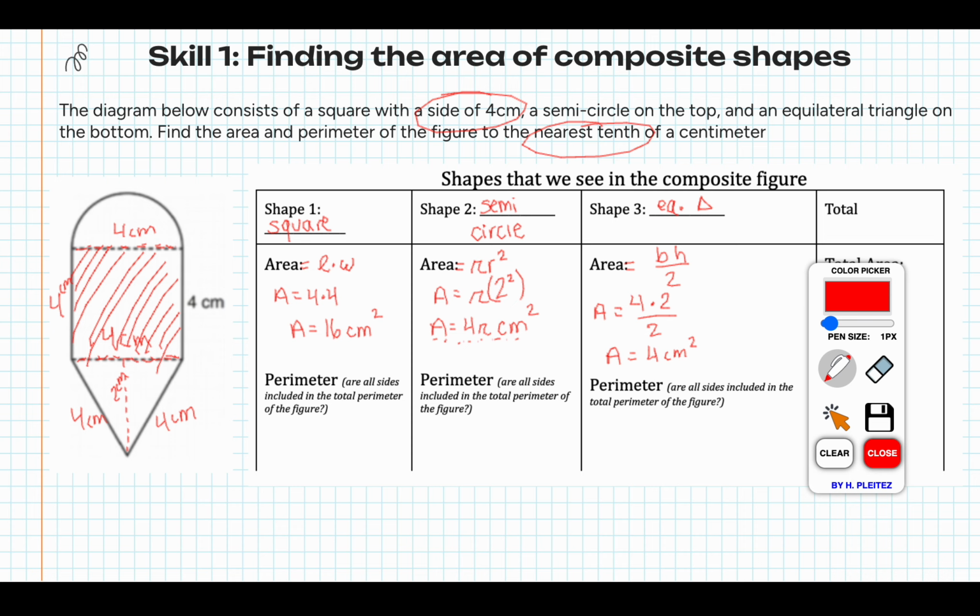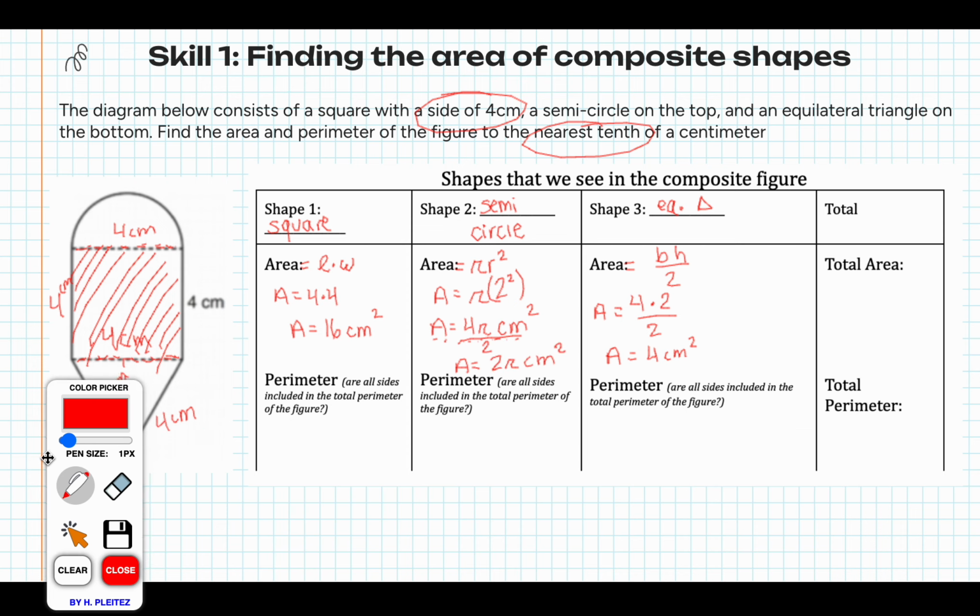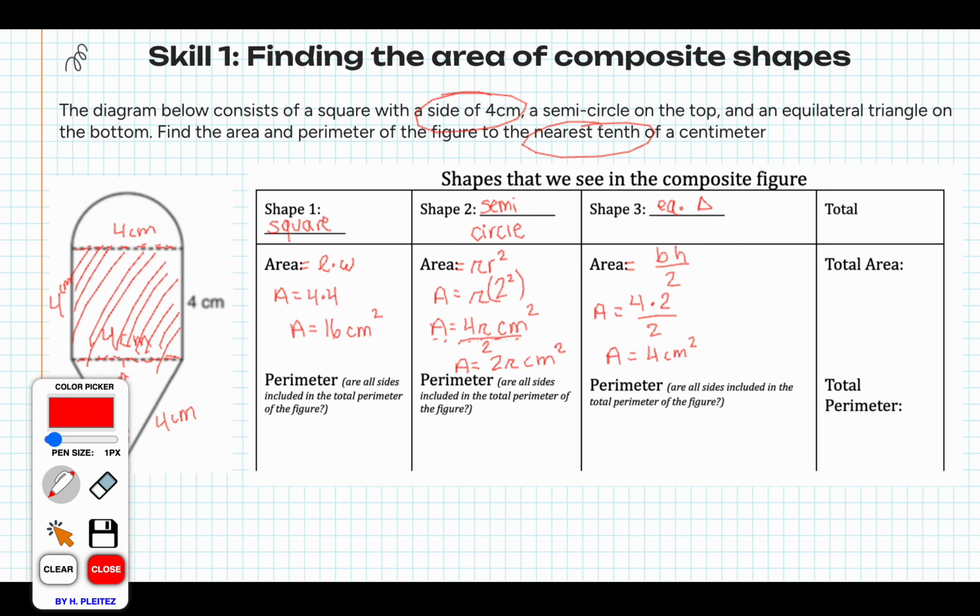So we're going to do 4 pi centimeters squared divided by 2, which is going to give us 2 pi centimeters squared. I almost missed that one. So be careful, there might be times where you have a quarter of a circle or a half of a circle or a full circle. Just be mindful when you do your full area, this is for the full circle, and then you've got to divide it by 2 or divide it by 4 to get your semicircle or your quarter circle.